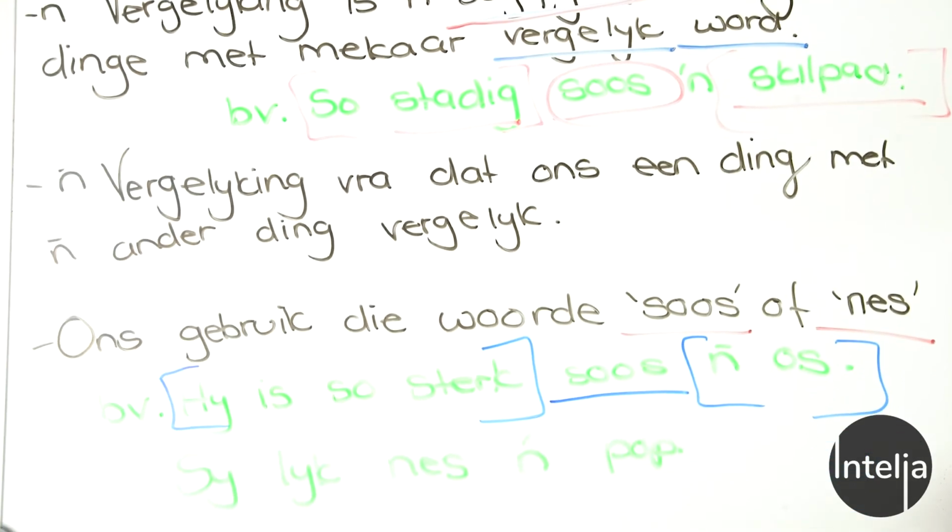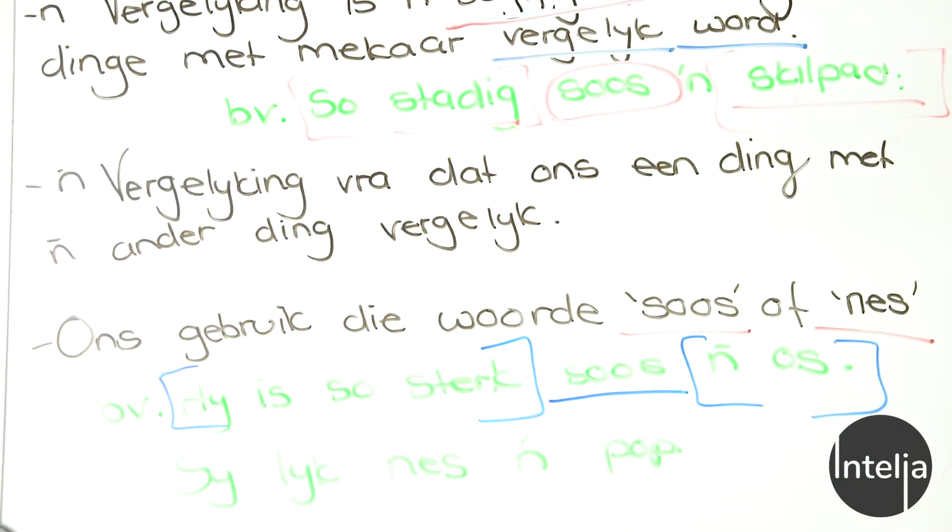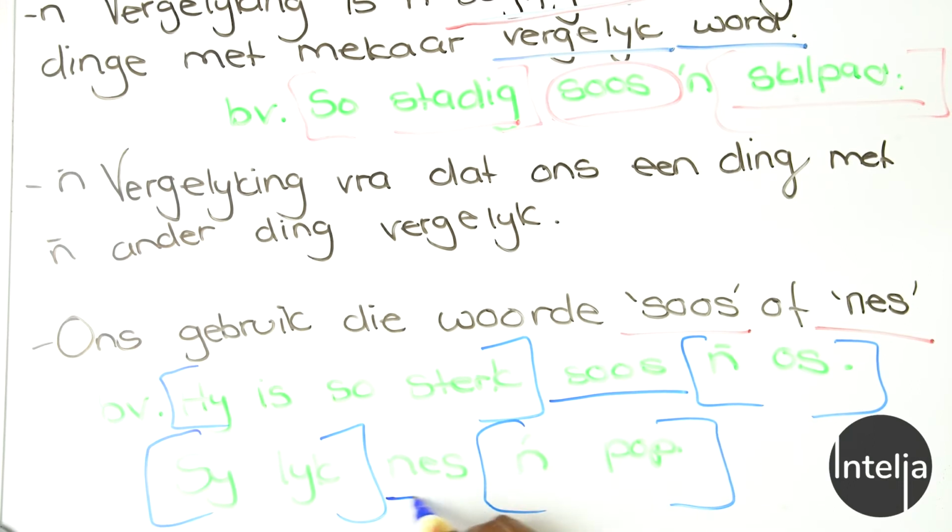Let's look at an example with nes in it. Sy lyk nes 'n pop. Sy lyk, she looks just like a doll. So we are comparing a girl's looks to that of a doll. So it'll give you a rough idea of what exactly she looks like if the comparison is being made to a doll.